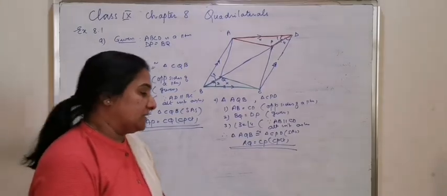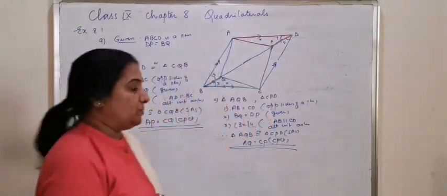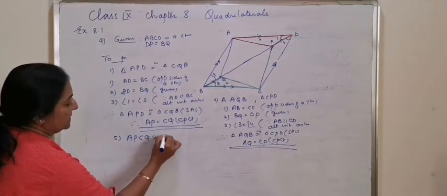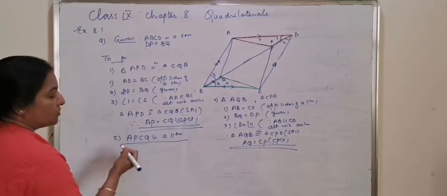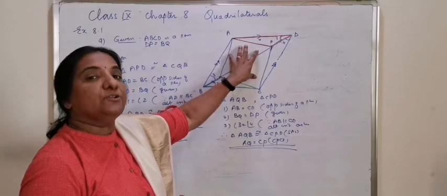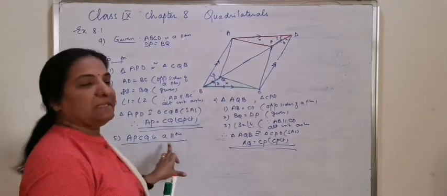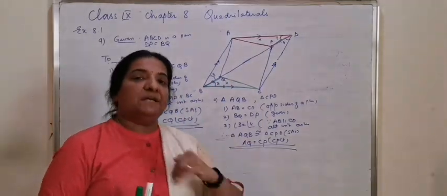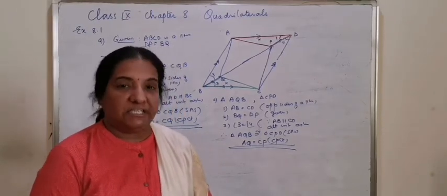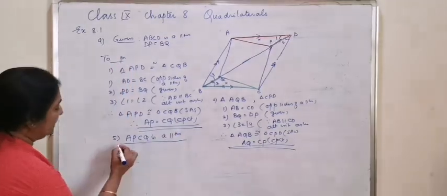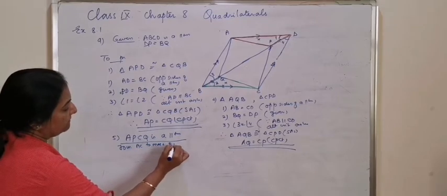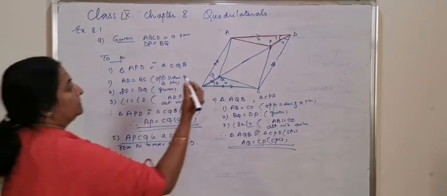The last part is to prove APCQ is a parallelogram. Mostly in exams, the question will be given and you will be asked only to prove APCQ is a parallelogram. So let us prove it by the property that diagonals bisect each other. For this, join AC to meet BD at O.